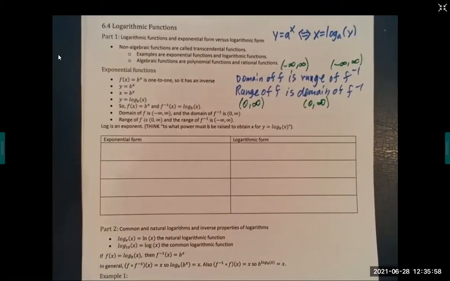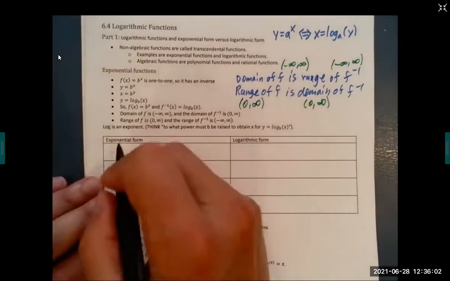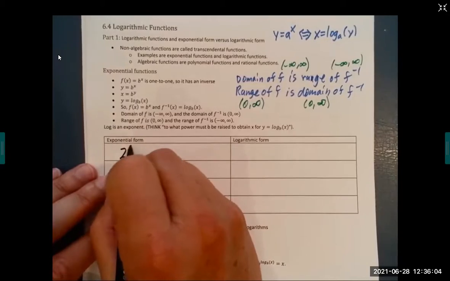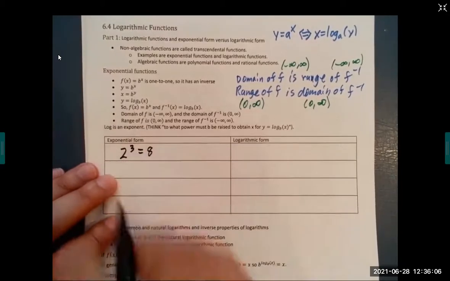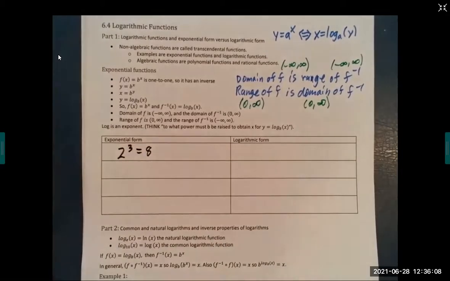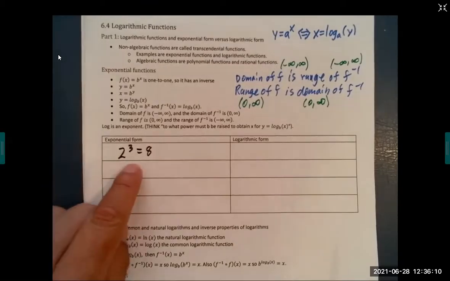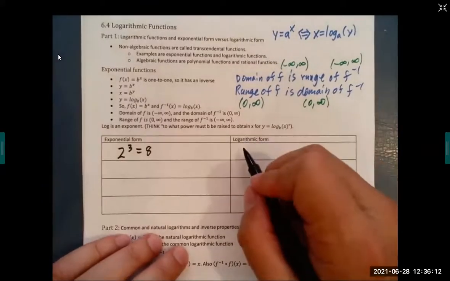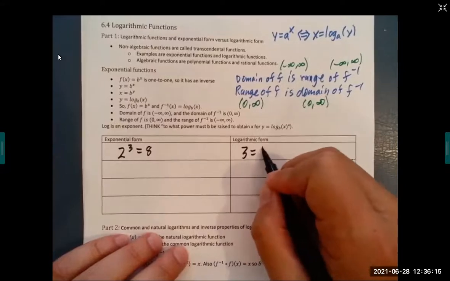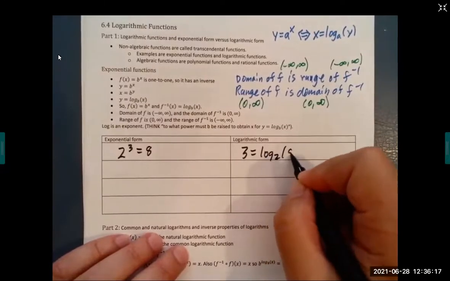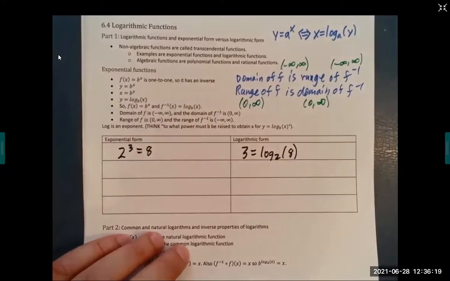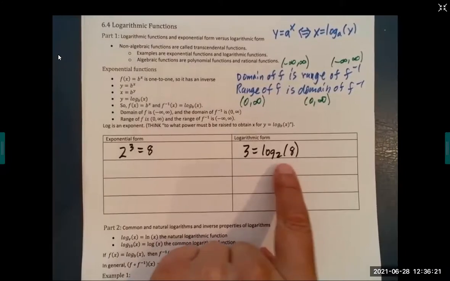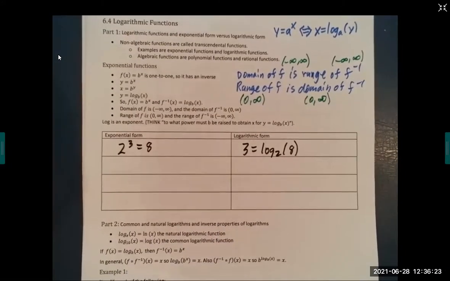All right, so I want to use this form here. And we'll start here. Here's exponential form. So 2 to the third power equals 8. That's a true statement. Nothing wrong with that. If I want to rearrange it into logarithmic form, then it's going to be that 3 is equal to log base 2 of 8. Now you could put log base 2 of 8 equals 3. That's the same statement. It really just depends.